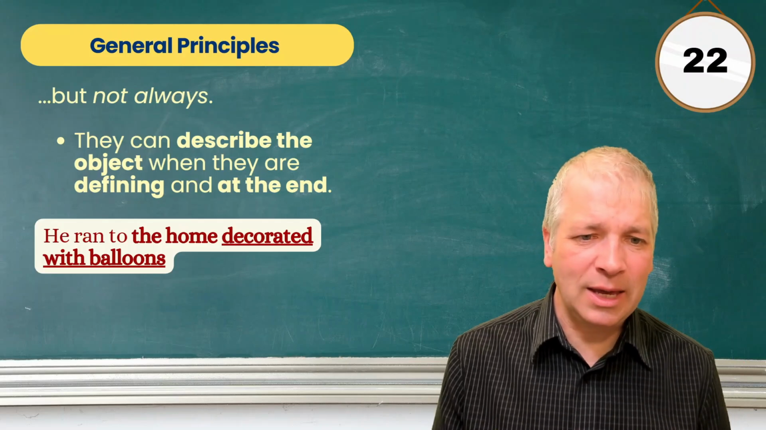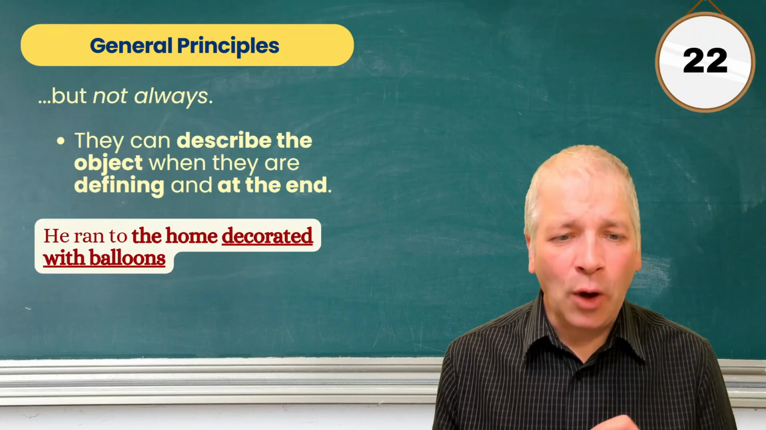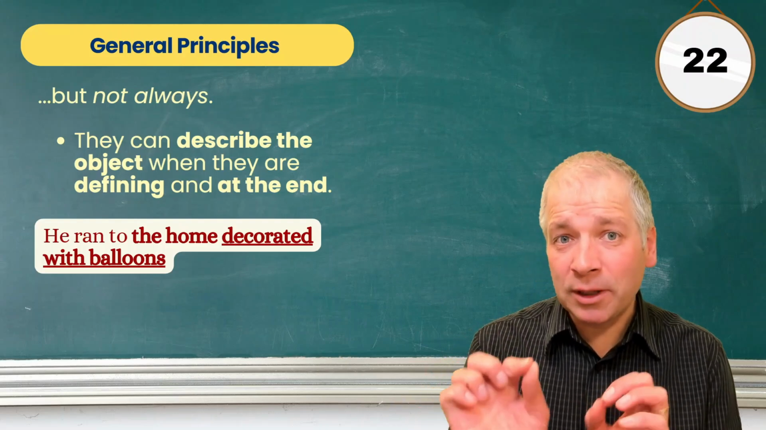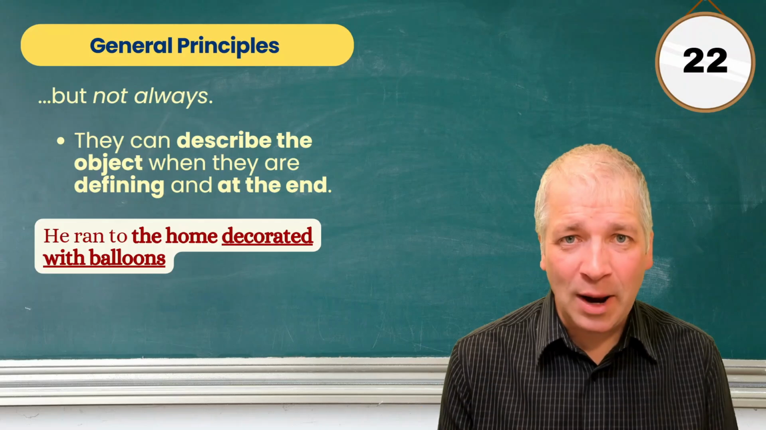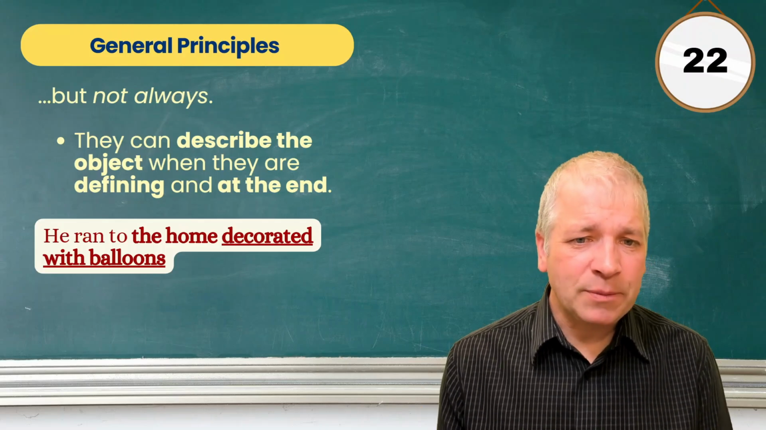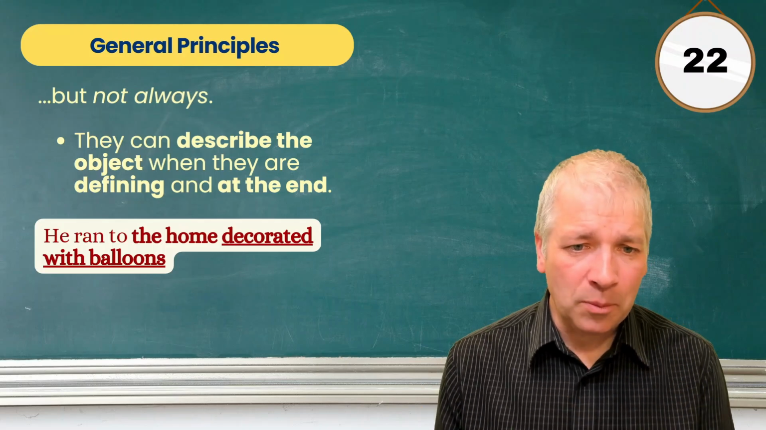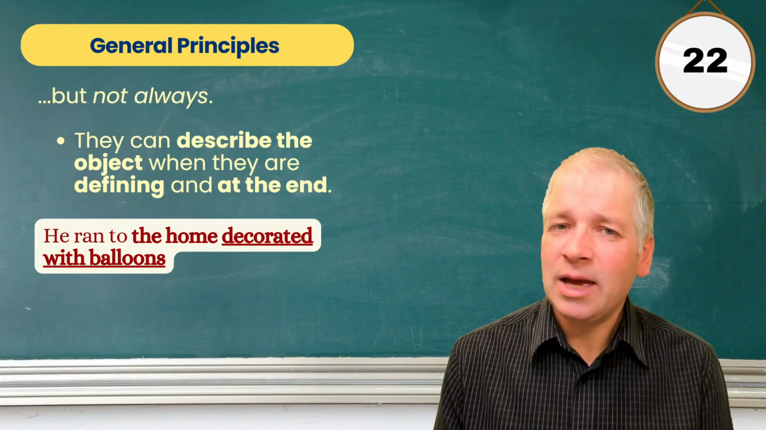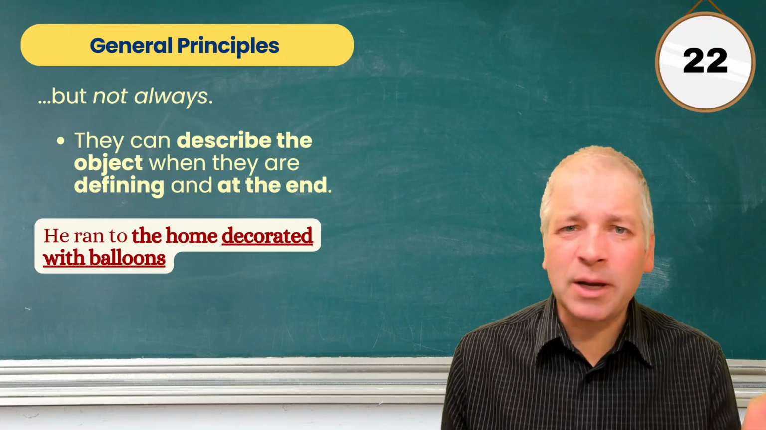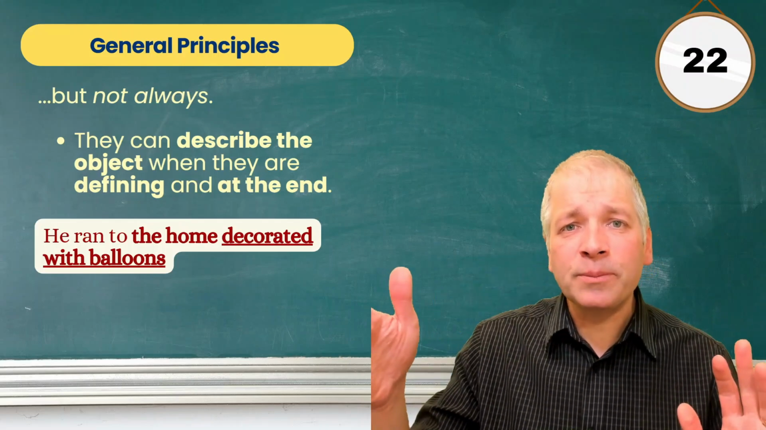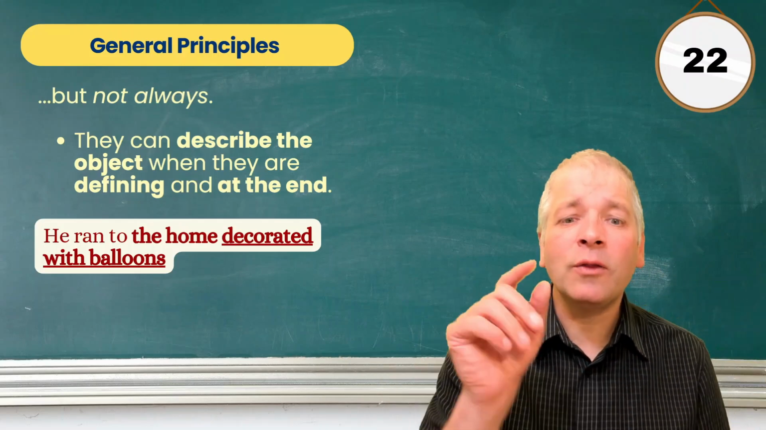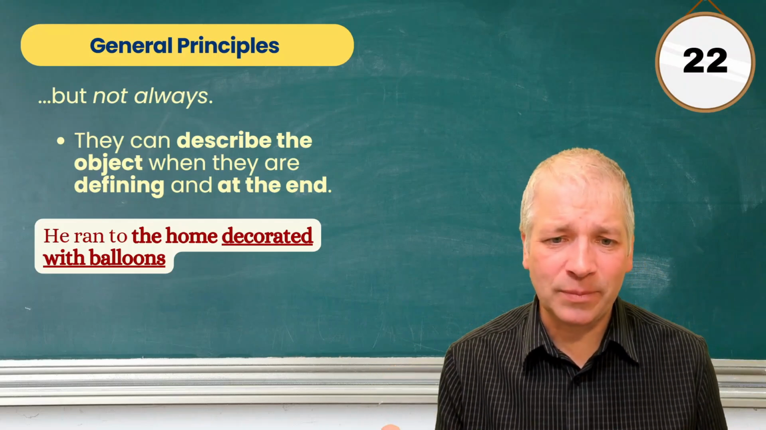Look at the example here. He ran to the home decorated with balloons. So decorated with balloons is the participle phrase. Here it describes the object, the home. What is decorated with balloons? The home. Is it defining? Yes, because there are lots of homes and we're only interested in one particular home. Which one? The one decorated with balloons.